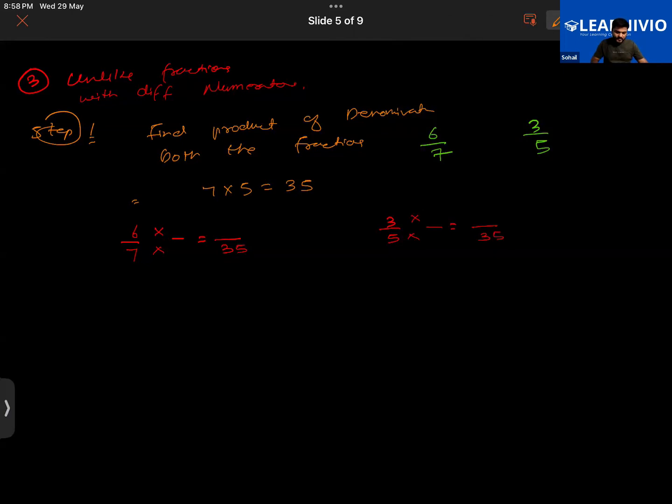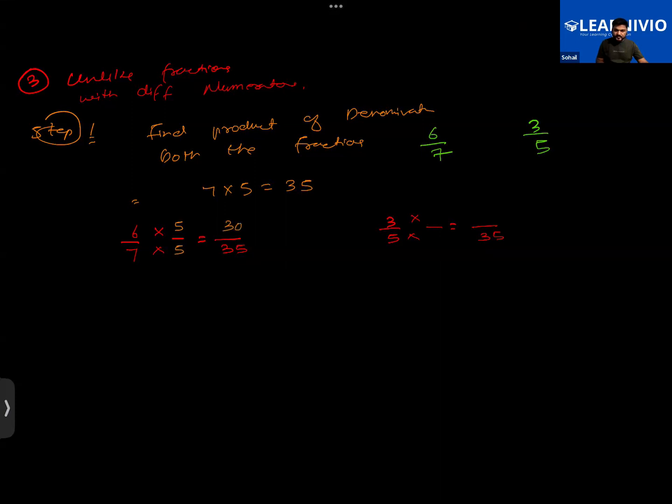What should be multiplied with 6 upon 7? 6 upon 7 should be multiplied with which number? 5. 5 upon 5, that gives you 30 upon 35. Got this? Yes. Okay, now answer this one. What is going to be there? 7 upon 7, very good. That is 21 upon 35.